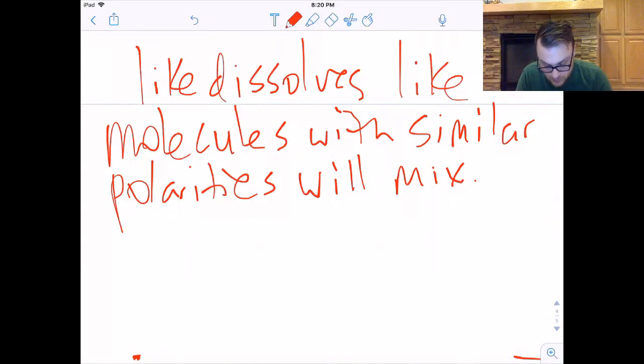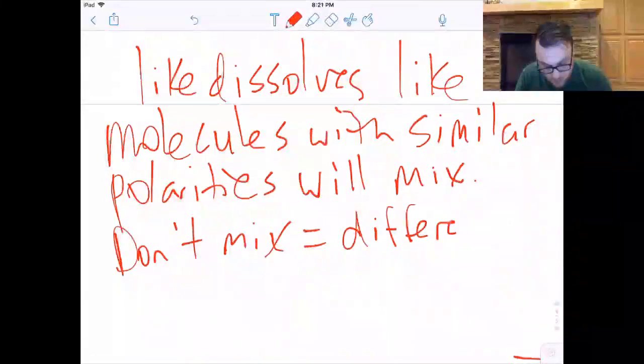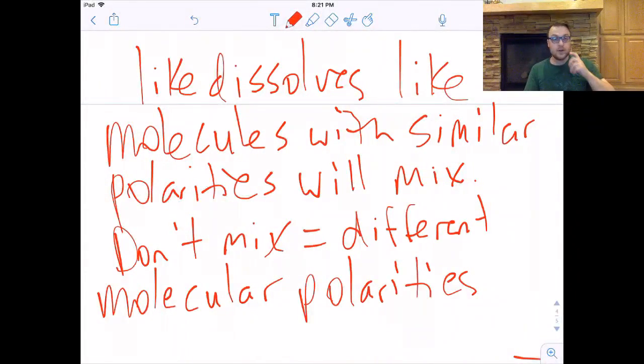If they don't mix, sometimes they'll also word it like this. In terms of molecular polarity, why do oil and water not mix? Don't mix means they have different molecular polarities. So, I like to ask this question fairly often because it's about solutions and it's all about like dissolves like. Don't just say like dissolves like, because it will almost always say in terms of molecular polarities.